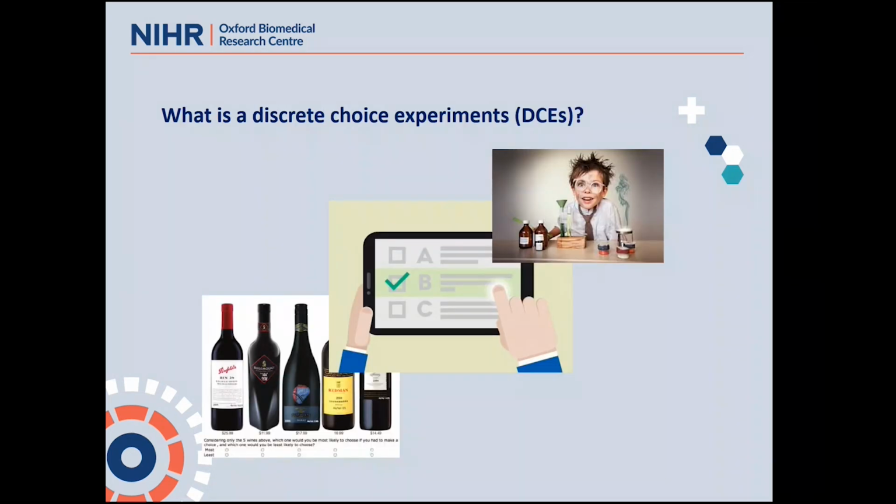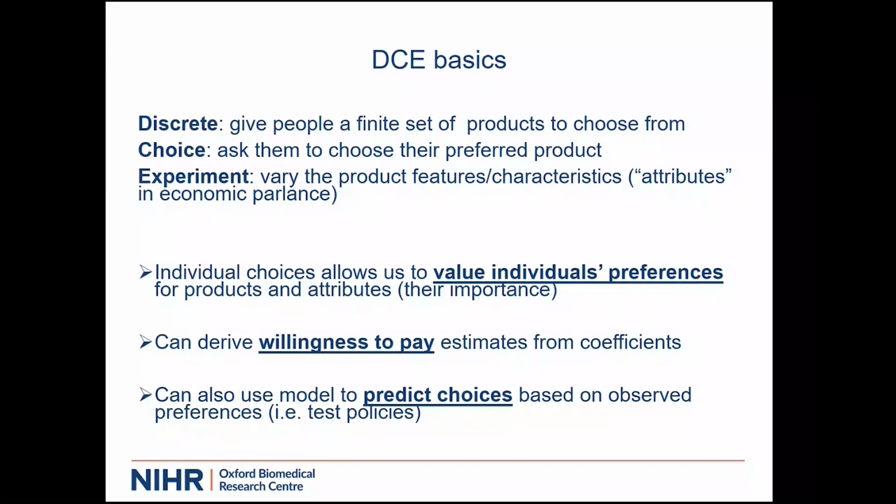So what is a discrete choice experiment? Well, the clues are kind of in the name. Discrete: give people a finite set of products from which to choose. Choice: ask them to choose their preferred option among those alternatives. And experiments: we vary what we call the attributes, or the features or characteristics, of those products. So we vary those across experimental choices.